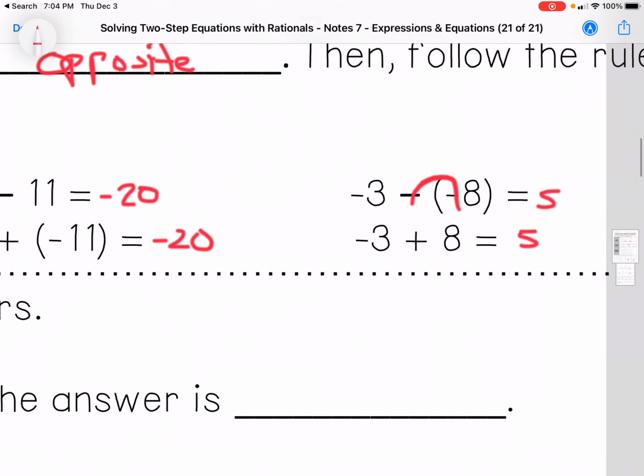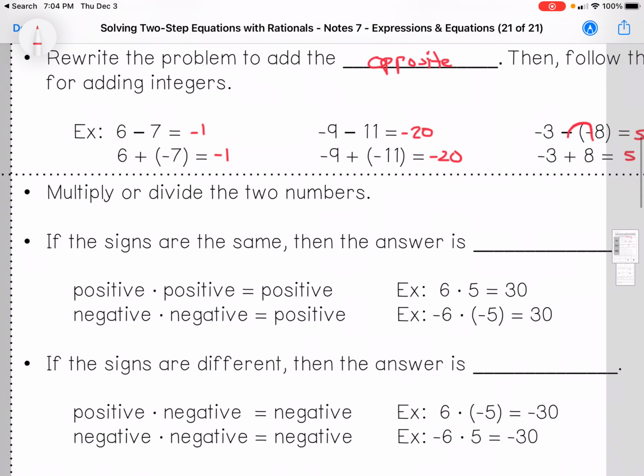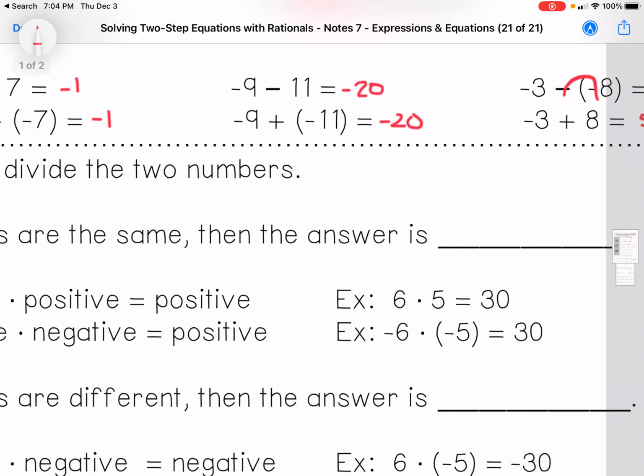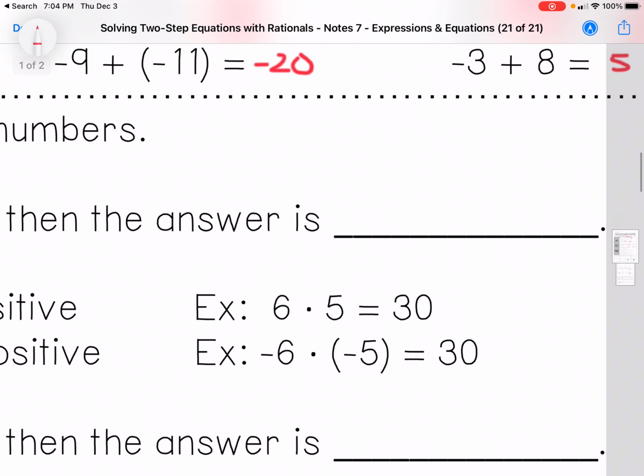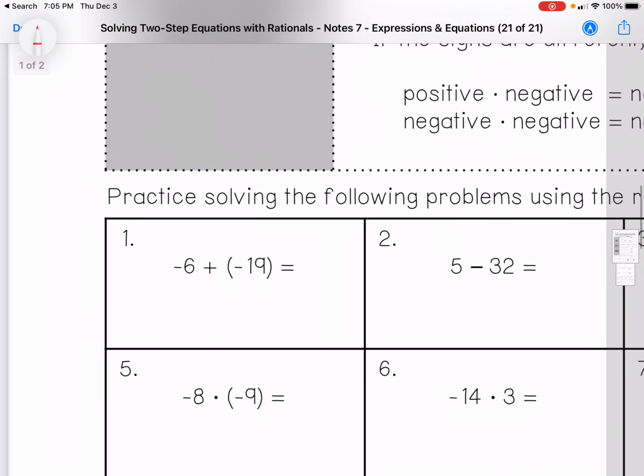All right? Multiplying and dividing integers. We're going to multiply or divide the two numbers. If the signs are the same, then the answer is going to be positive. And if the signs are different, then the answer is going to be negative. Okay? All right. Go down here and solve all these problems.